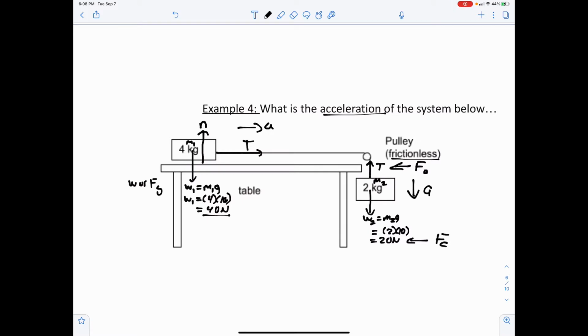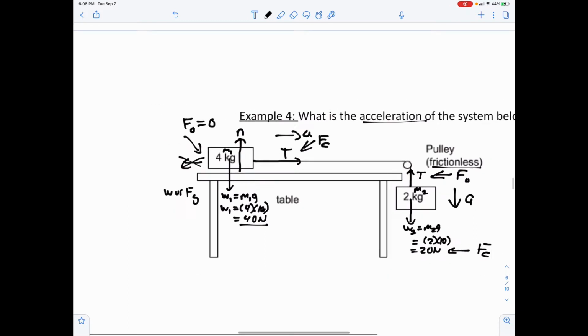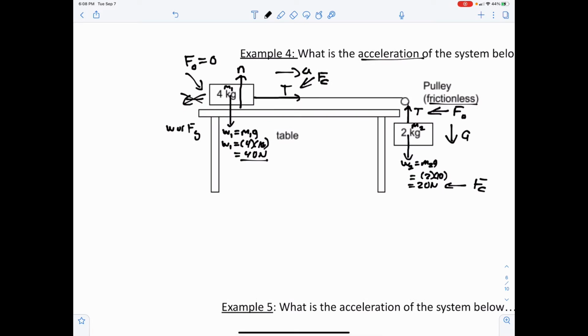That makes tension an opposing force. Do the same thing over here. Tension here on this block is going the same direction. So that makes tension in this example a causing force. Here, since there is no force going to the left, the opposing force for this one is going to be 0. There is none.